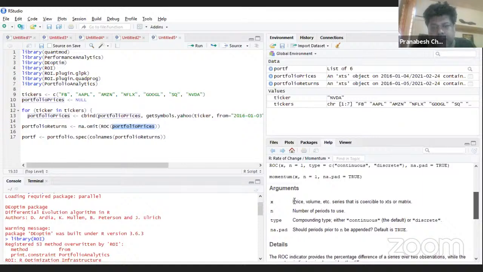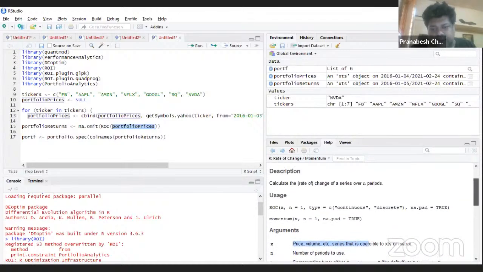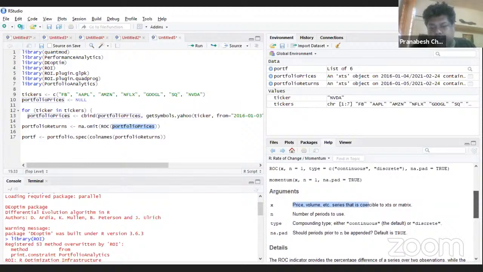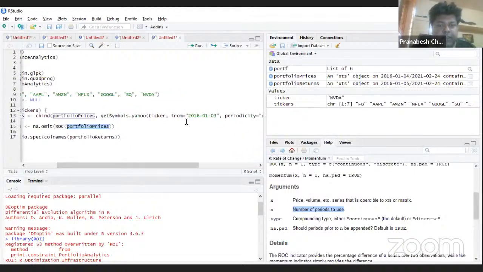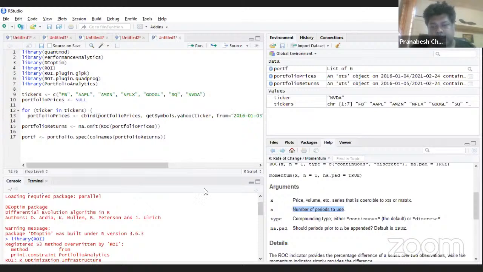See, the arguments are price, volume, etc., whatever for which we want to calculate the rate change or the rate of returns. Here it is rate of change or momentum, right? That is what the ROC function does. N is the number of periods to use. When I don't pass this number of periods, it will take the entire period. By default it has taken the entire period, from 2016-01-03 till date, and it has taken all the ROCs.